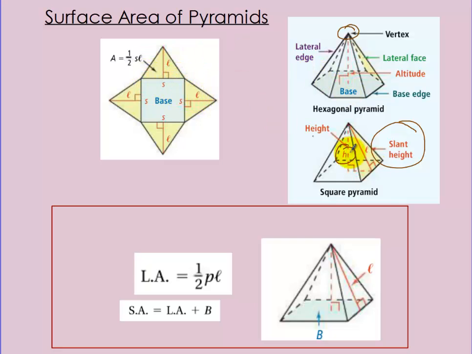Now if you opened up a pyramid, like a square pyramid, you'd see that the area is going to be the area of the base, in this case a square, plus 4 triangles. And you know the area of a triangle is 1/2 times base times height. Since the bases of these triangles together make up the perimeter of the base, we can create the formula for the lateral area as 1/2 times the perimeter of the base, P, times the slant height, L. The surface area of the whole thing is that lateral area plus the area of the base.